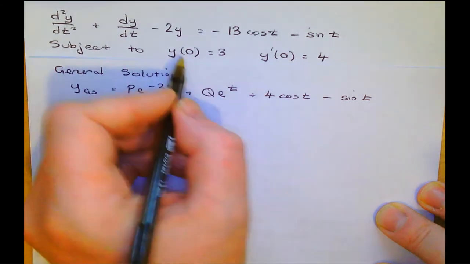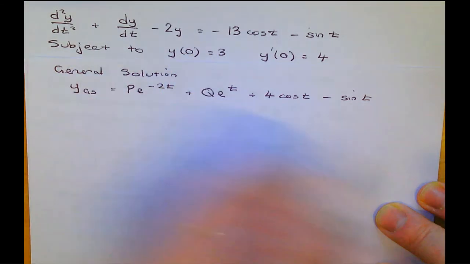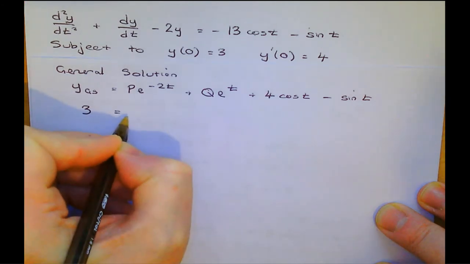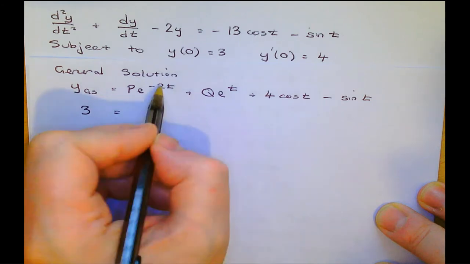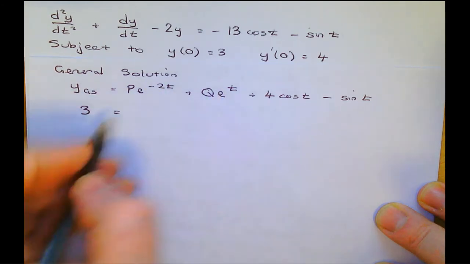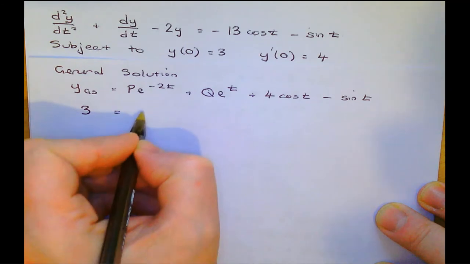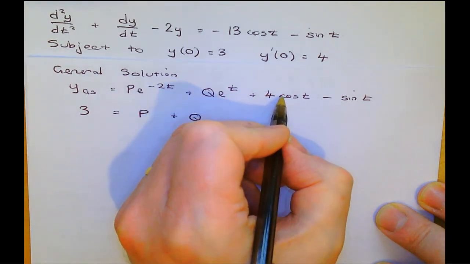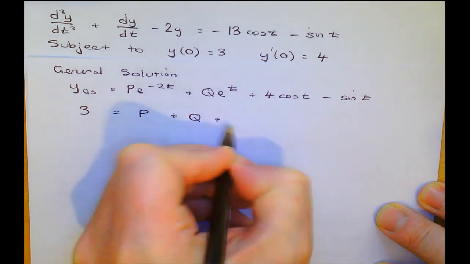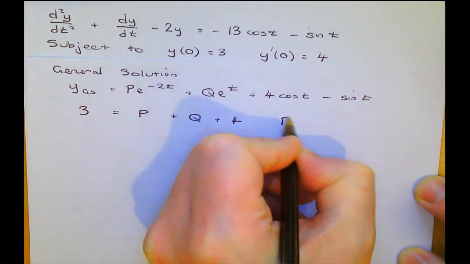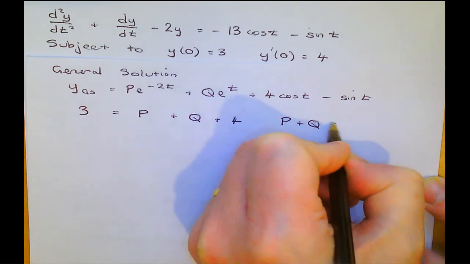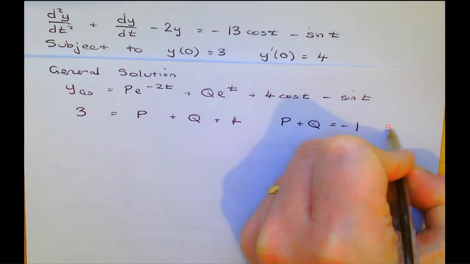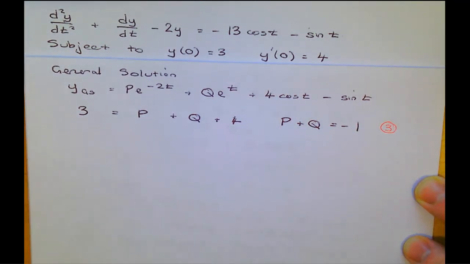The first condition, when t is 0, y is equal to 3. So putting this in, t is 0, the two exponentials will both be 1. So we'll have here that 3 is equal to p plus q plus 4 minus 0. So we get here p plus q is equal to minus 1. This could be called equation 3.